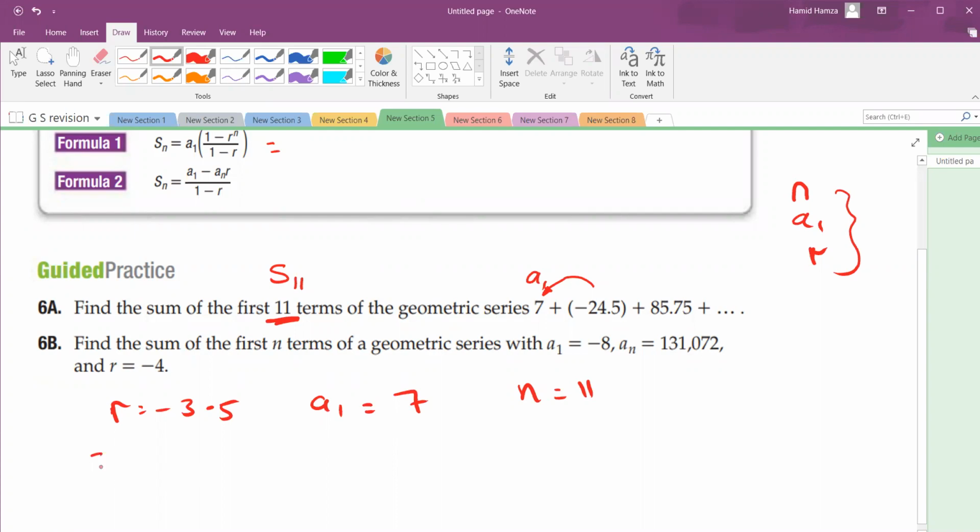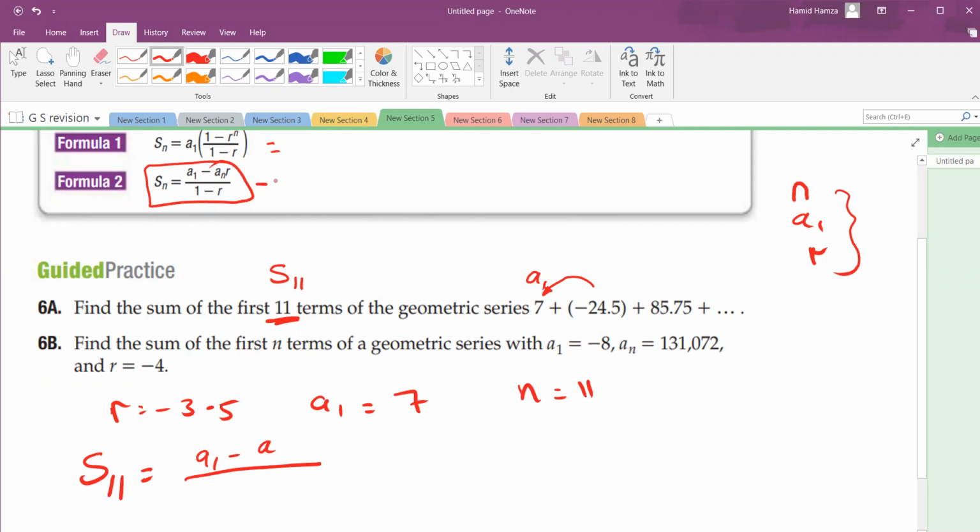We want to find S11, so we'll use this formula. It will be A1 minus AN. But why didn't we use the first formula at the very beginning?